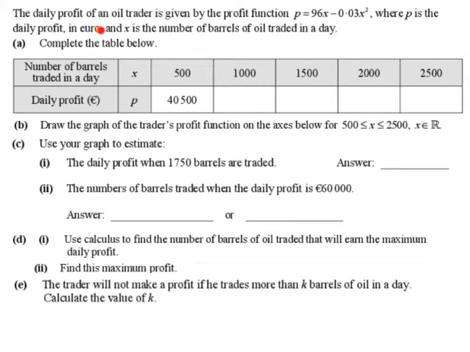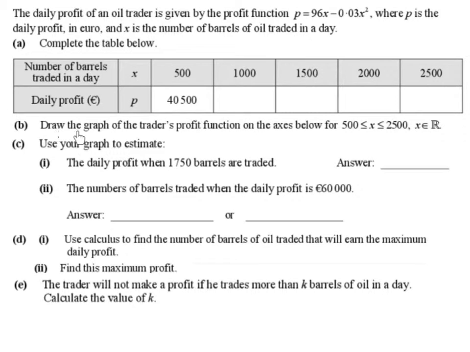The daily profit of an oil trader is given by the profit function P equals 96x minus 0.03x squared, where P is the daily profit in euro and x is the number of barrels of oil traded in a day. Part A, complete the table below, so we need to fill in the gaps.